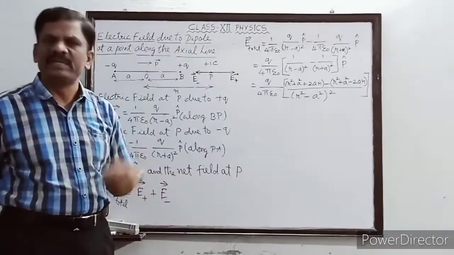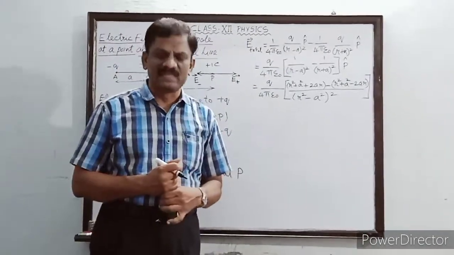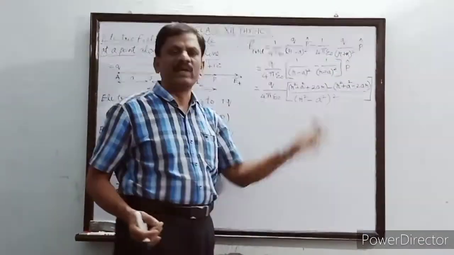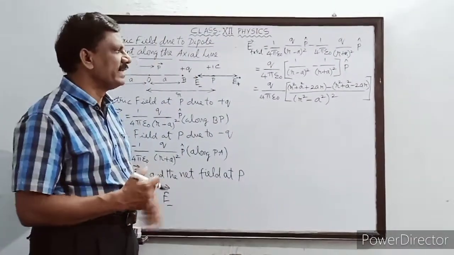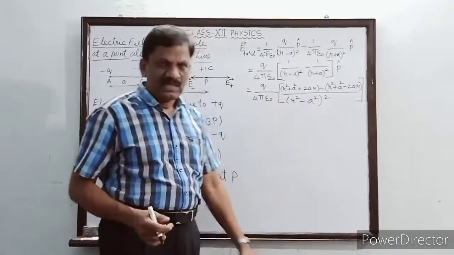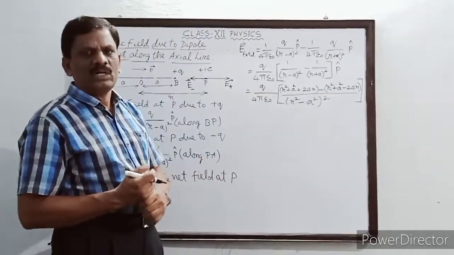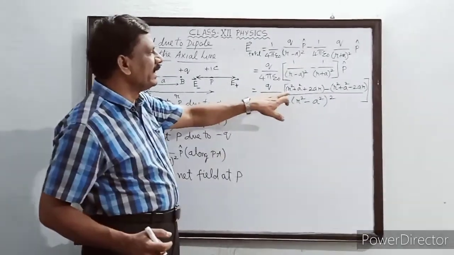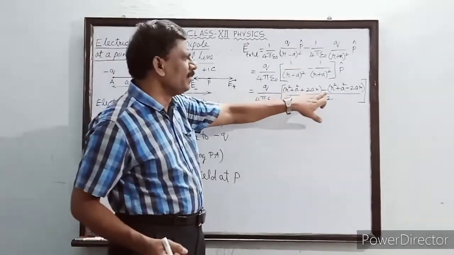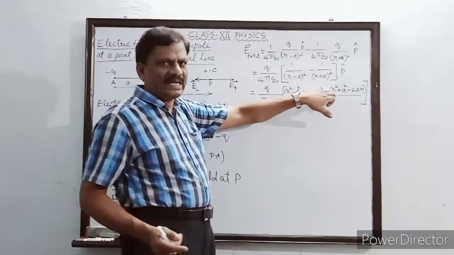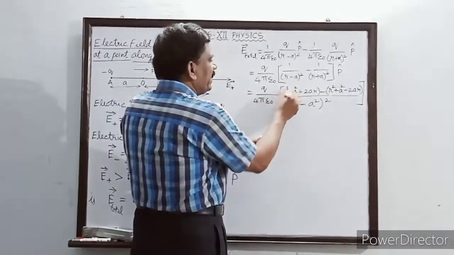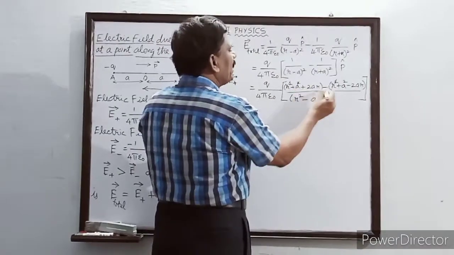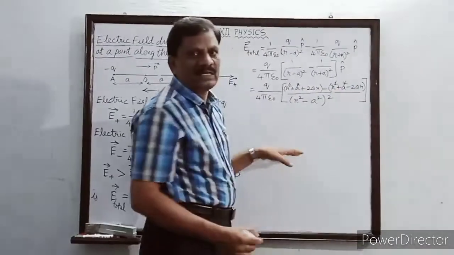This is like (a + b)(a − b) = a² − b². But since these are already square terms, the denominator is equal to (r² − a²) the whole square. Now look at the numerator alone, open up the brackets, and see which terms get cancelled. Here r² and here −r² are there, so they get cancelled. Similarly a² and −a² get cancelled.